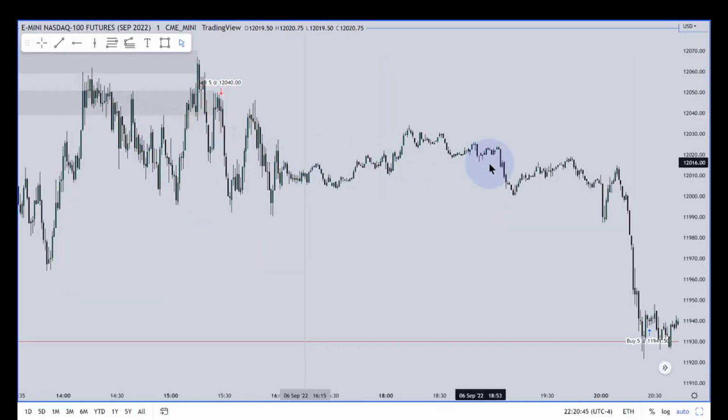Held it during dead time, attacking the sell side liquidity. And I missed the opportunity here, so I just closed it there.